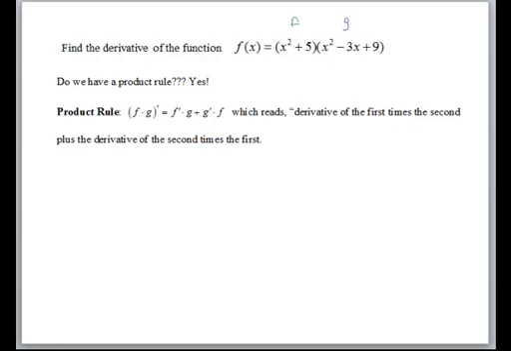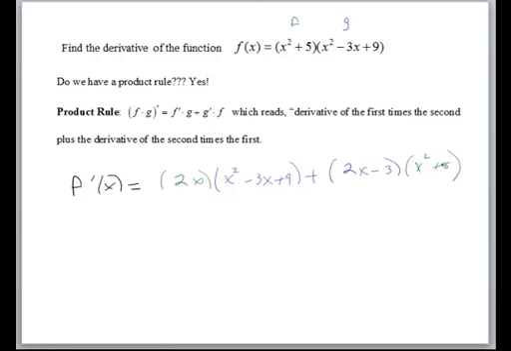So the derivative of the first, we have f prime of x then is equal to, I want the derivative of the first, so the derivative of x squared plus 5 is 2x, times the second, so times x squared minus 3x plus 9. I'm not doing anything to the second, I'm just leaving it alone. Plus, now I want the derivative of the second. So now I take the derivative of x squared minus 3x plus 9, and we get 2x minus 3. And this is times the first, so times x squared plus 5.